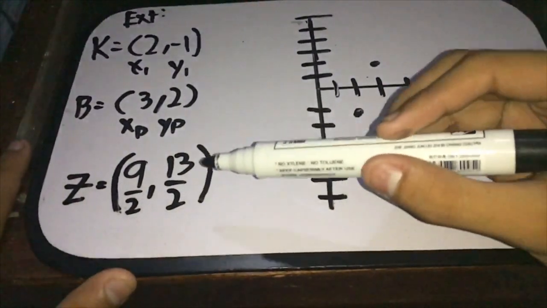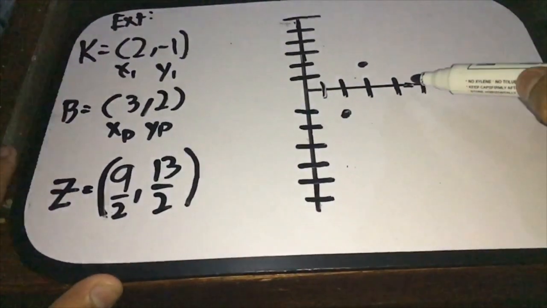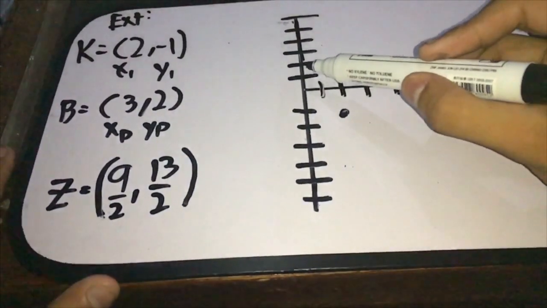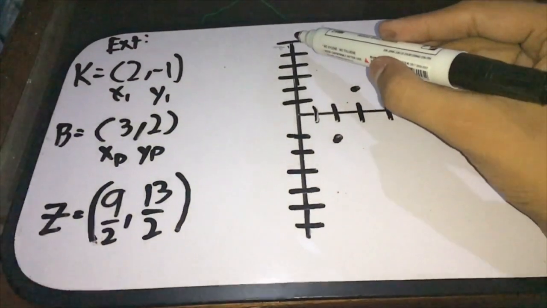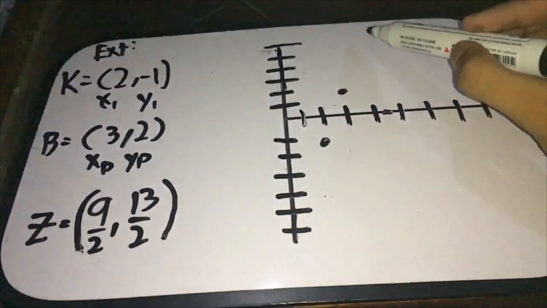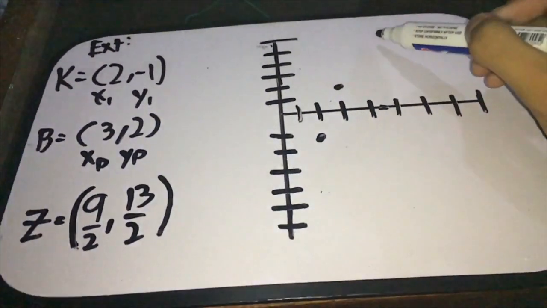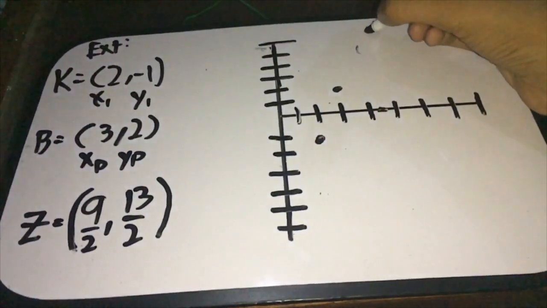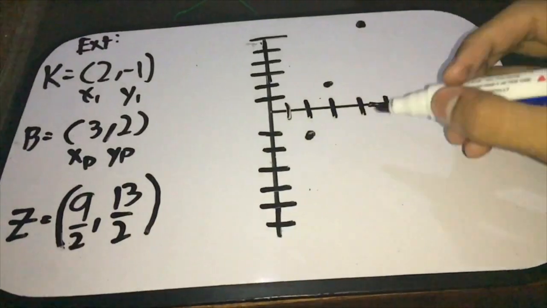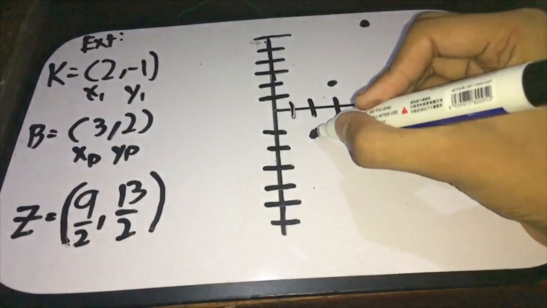Now for y, which is 6 and 1/2, we'll count 1, 2, 3, 4, 5, 6. It's beyond my graph, so I'll just make it so it looks like it. It's probably between those. And that's it. Now let me just make a straight line.